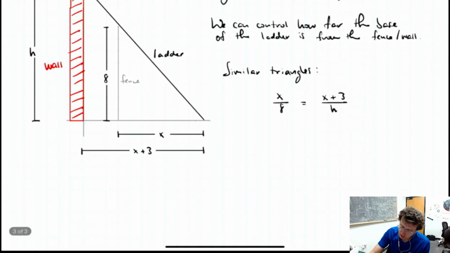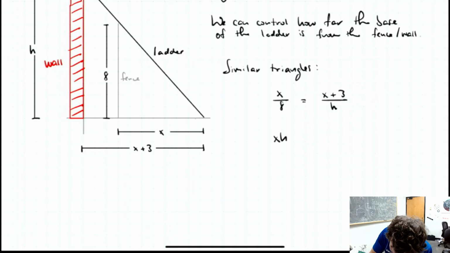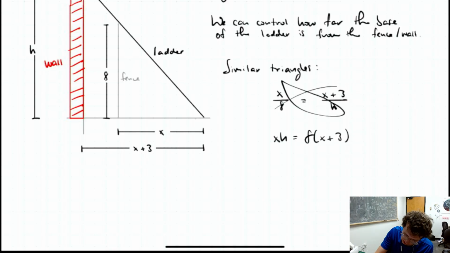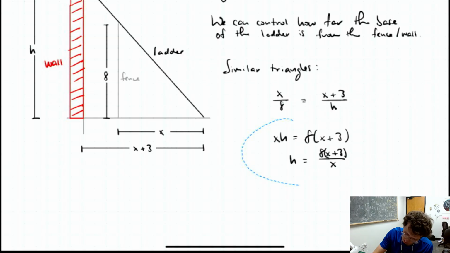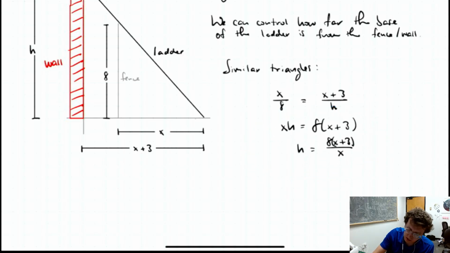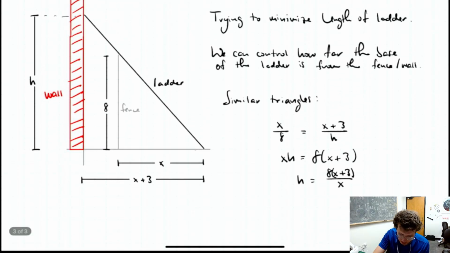Okay, so I want to know what h is, so I'm going to try to rearrange this equation to get h by itself. I did this by cross multiplying, so xh equals 8 times x plus 3, and then just divide by x. There we go. h is going to be equal to 8 times x plus 3 over x.